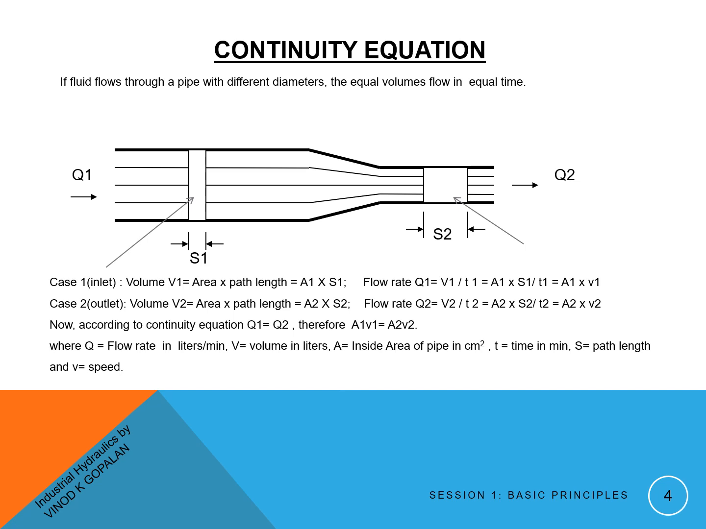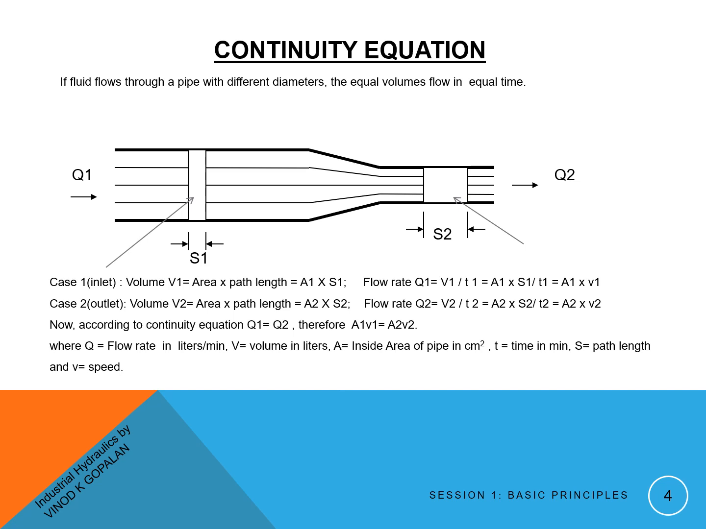Continuity equation. If fluid flows through a pipe with different diameters, equal volumes flow in equal time. Look at the picture. Fluid is flowing through a pipe of different diameters. Take case 1, where the cross-sectional area of the pipe is A1. Consider that fluid travels a path length S1 in time T1.